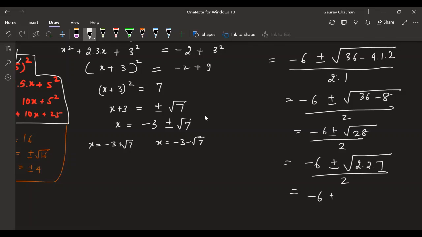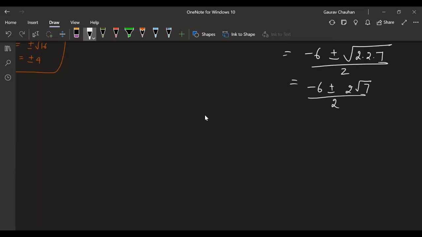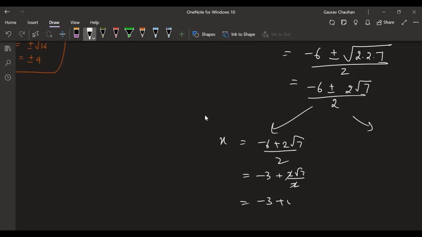That's equal to minus 6 plus minus root over. Can I take 2 outside? 2 root 7 by 2. Now I'm splitting 2 over the two terms that I have. If you want, I can actually make it like this. So x is equal to minus 6 plus 2 root 7 by 2. That's equal to minus 3 plus 2 root 7 by 2. 2 to cancel. Minus 3 plus root 7. X is equal to minus 3 minus 2 root 7 by 2.